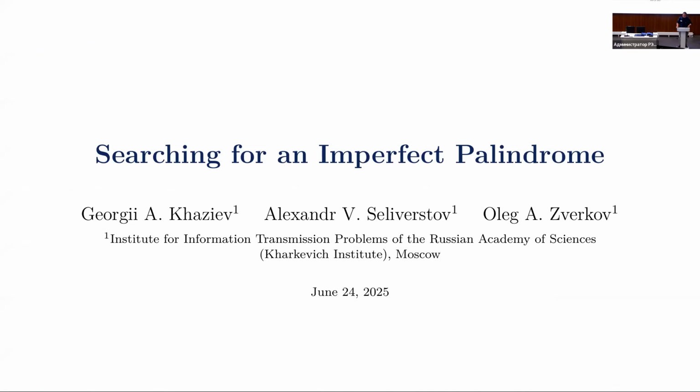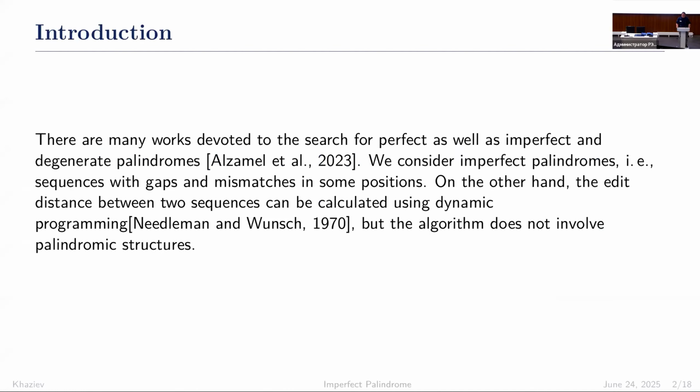So there are many works devoted to the search for perfect and imperfect palindromes, and we consider the imperfect case. Everybody knows what a palindrome is. It's a sequence that you can read from forward to backward and from backward to forward, and it will be the same sequence. And an imperfect palindrome is basically a palindrome with gaps or mismatches in some positions.